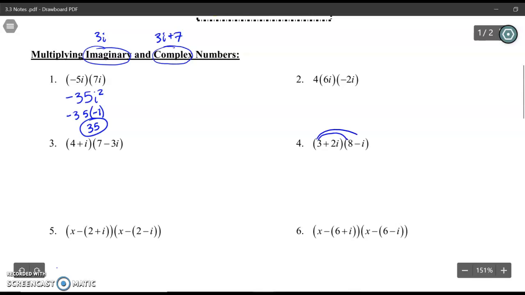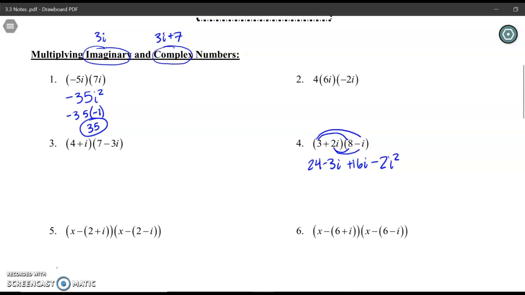I have to do 3 times the 8, 3 times the i, that'll be 24 minus 3i. And I also have to do 2i times 8 and 2i times negative i. So 2i times 8 is going to be 16i. And 2i times negative i is negative 2i squared.